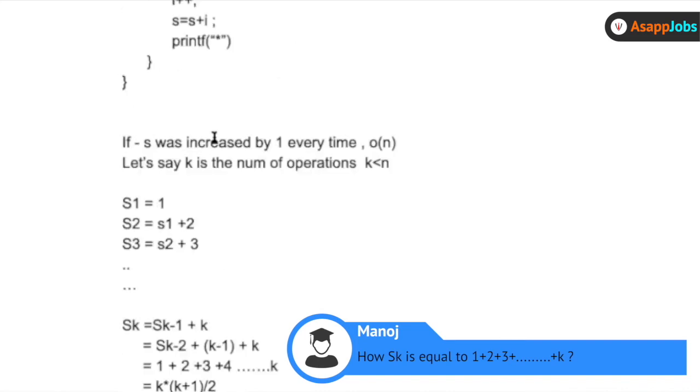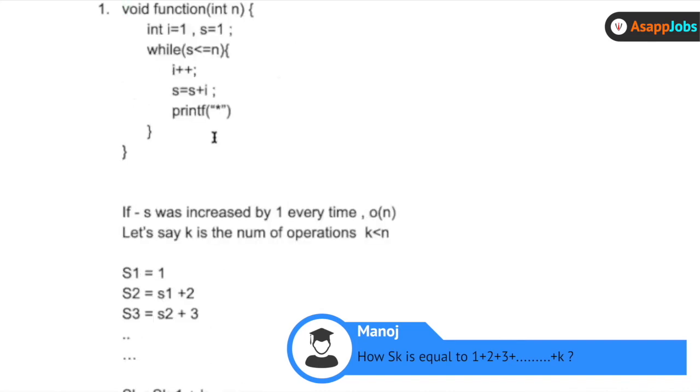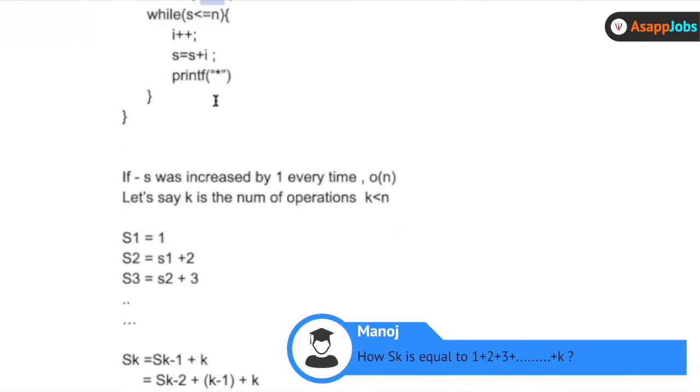I'll again repeat. We have not assumed anything. We have followed the pattern. Initially, the value of s became equal to s plus i. Initially, i was 1, and then i was incremented by 1, so at that time the value of i would have become 2. So s2 is s1 plus 2. Similarly, the next time the loop runs, i will get incremented to 3. So 3 will get added to the previous value s2, which will be equal to s3.